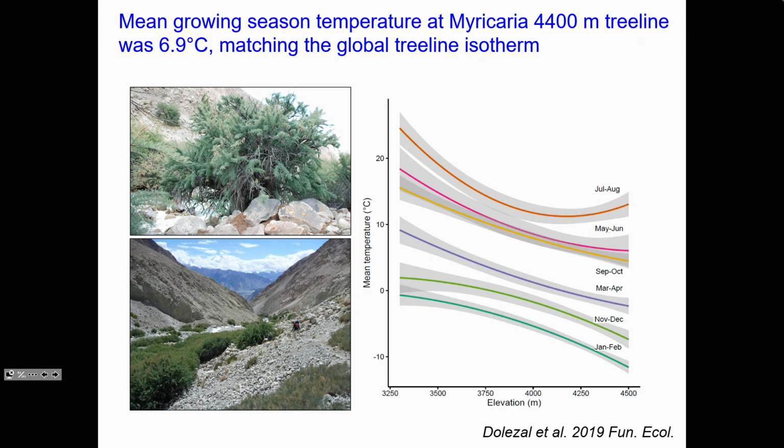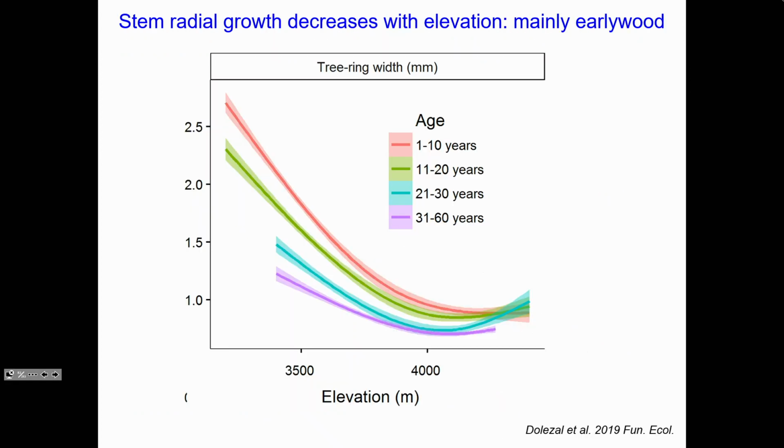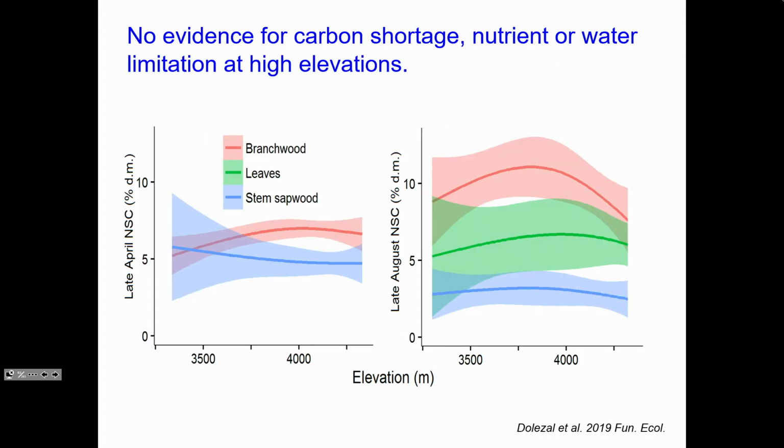Okay, so we put the data loggers and we found out that indeed the upper elevation limit of Myricaria is at this temperature. Growth was decreasing irrespective of the plant age or plant size. So the growth at the tree line was really low. And what was mainly affected was the early wood.